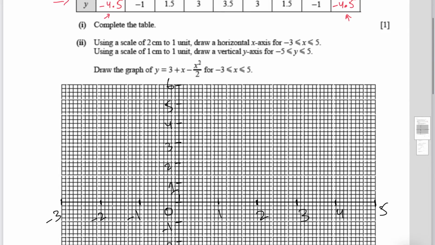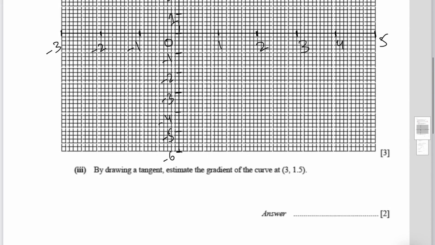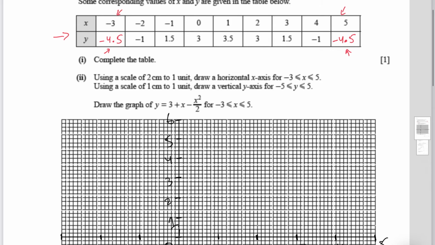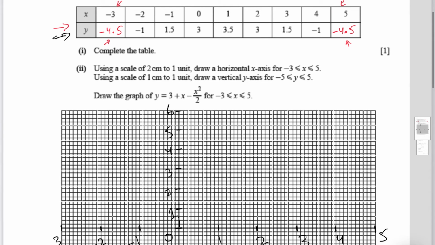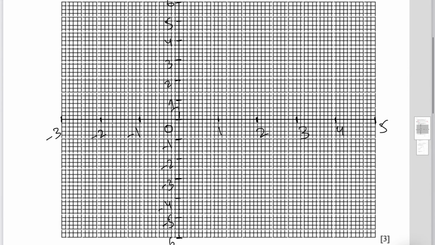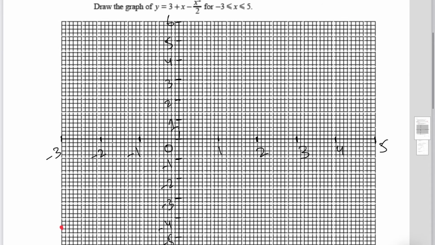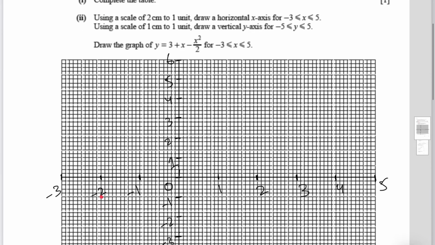Perfect. Let's draw the coordinates of this table. Let's do that in red. So the first one is negative 3 and negative 4.5. This is supposed to be over here, right there. Okay. The next one is negative 2 and negative 1. So we draw this point over here. The next one is negative 1 and 1.5.